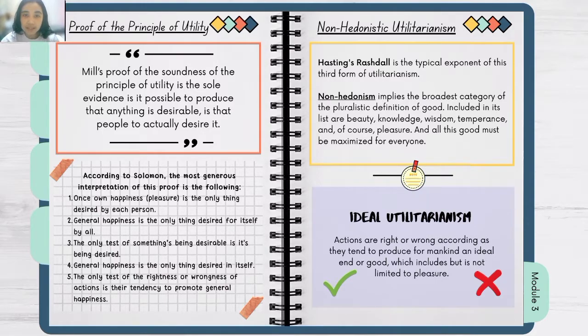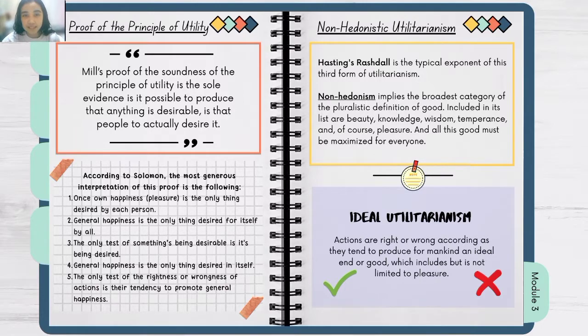The last one is, the only test of the rightness or wrongness of actions is their tendency to promote the general happiness, or their tendency to promote the greatest happiness for the greatest number. And to tell you, this so-called proof doesn't help Mill make people criticize him less. Instead, this has been the source of too much unfair criticism against him.